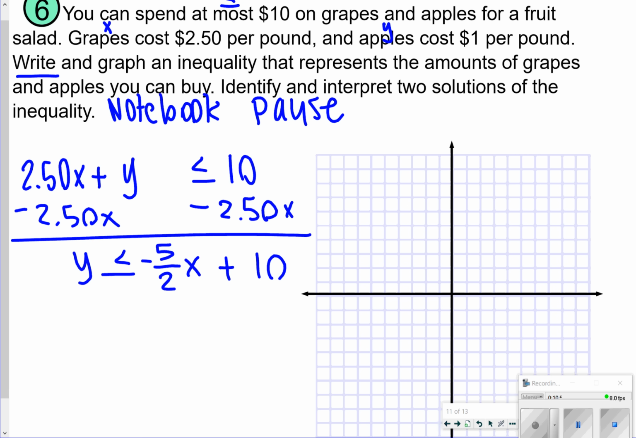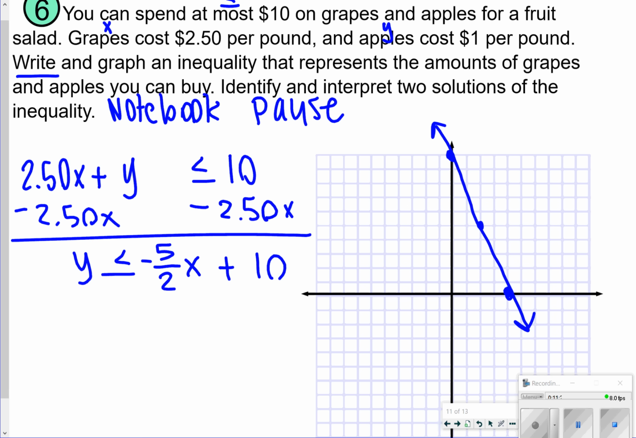Now I'm ready to graph it. So if I do plus 10, that's 1, 2, 3, 4, 5, 6, 7, 8, 9, 10, all the way up here. And then I'm going to go down 5 over 2. And then again. Okay, this one is a solid line. So my graph would be a negative correlation, or negative, because the more I spend, the less money I have.